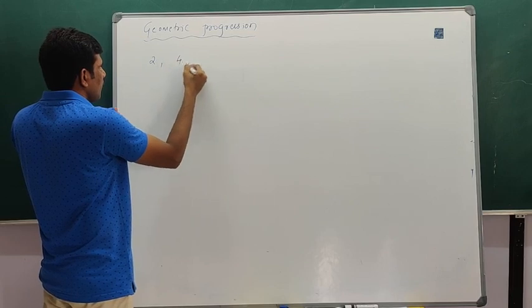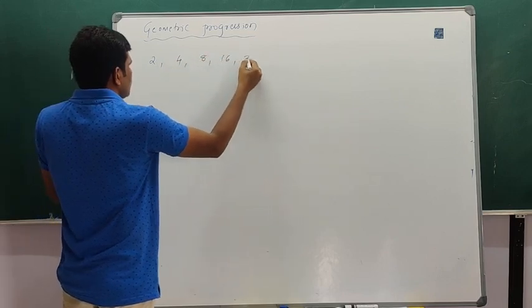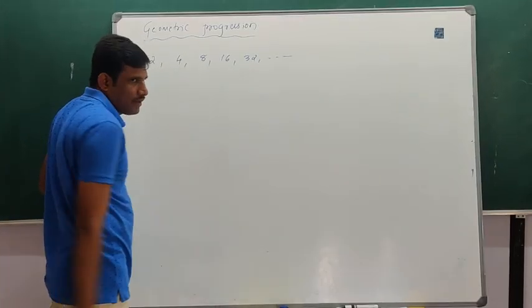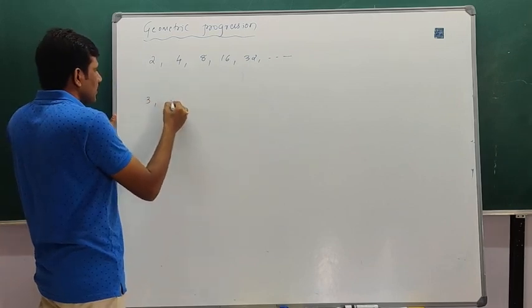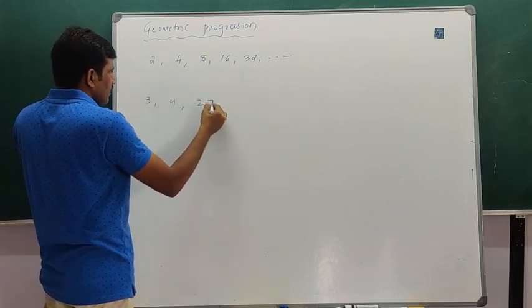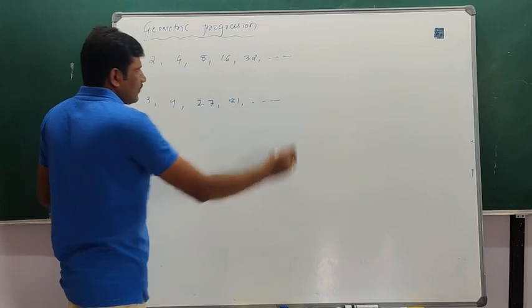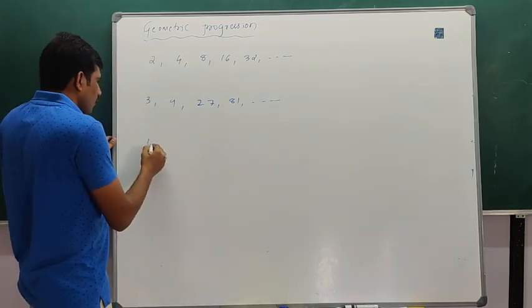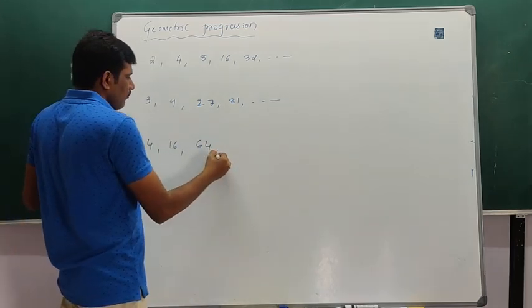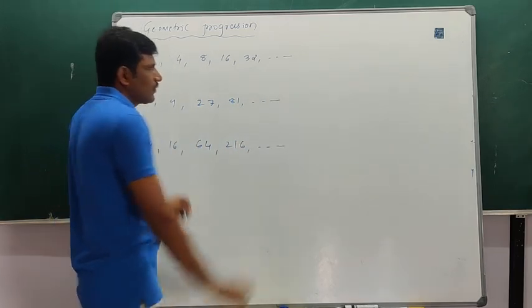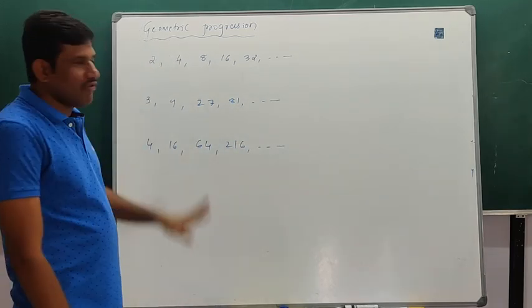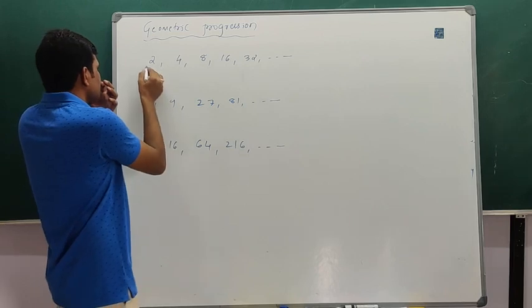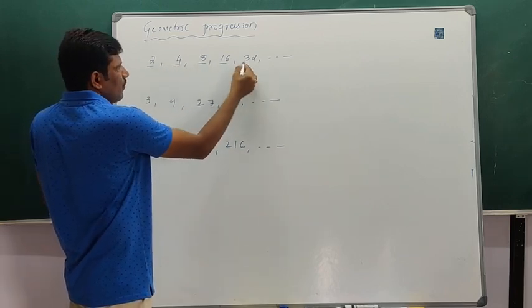That is 2, 4, 8, 16, 32 and so on. Right? It can be 3, 9, 27, 81, and so on. Similarly 4, 16, 64, 216, and so on. So what can we observe from this sequence? See, this is the first term, this is the second term, this is third, fourth and fifth.